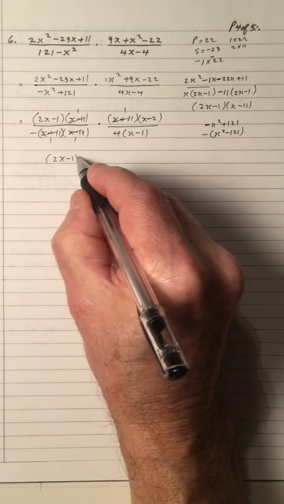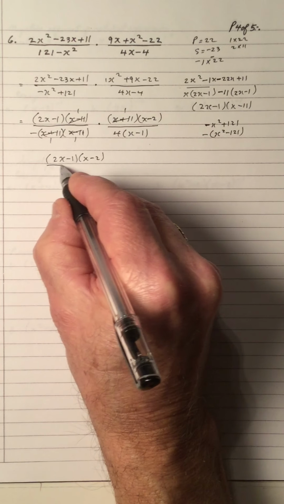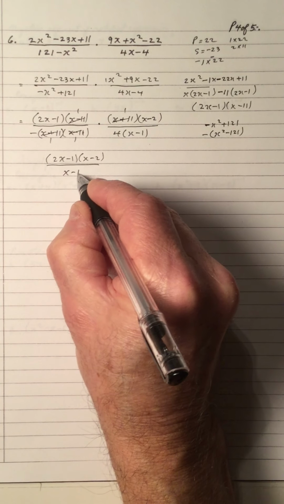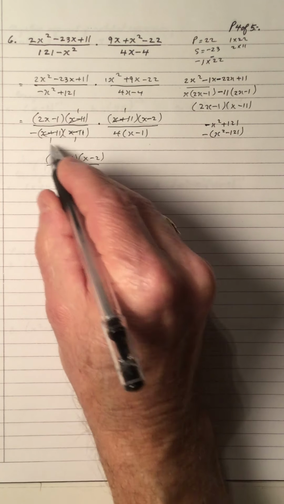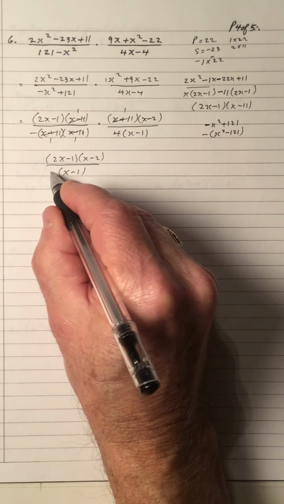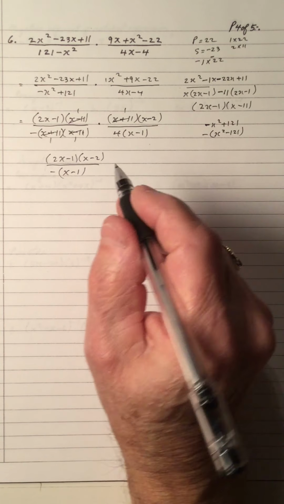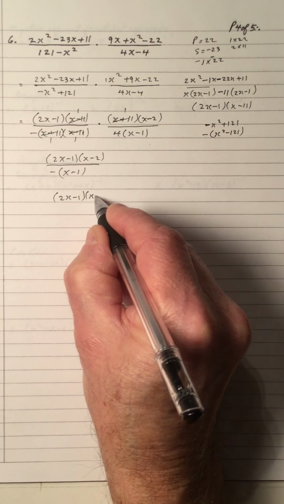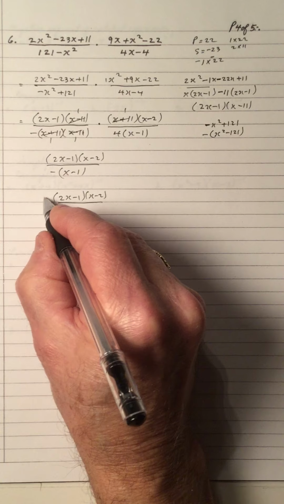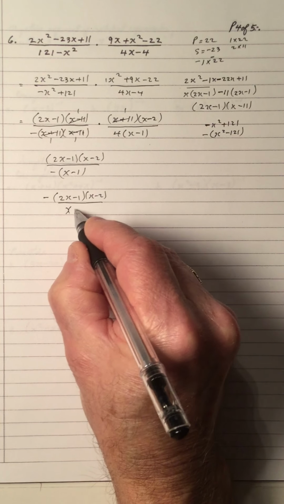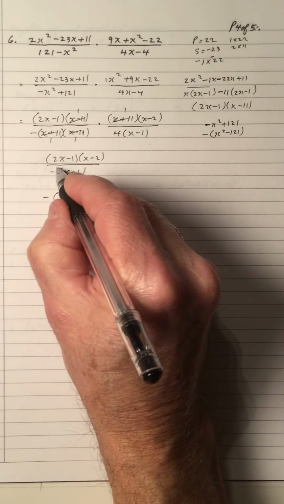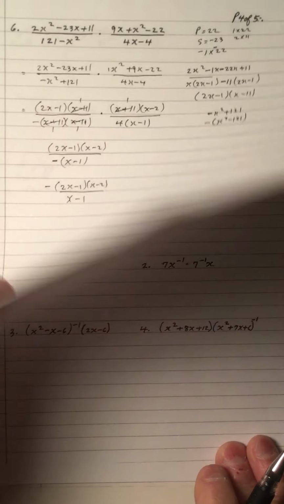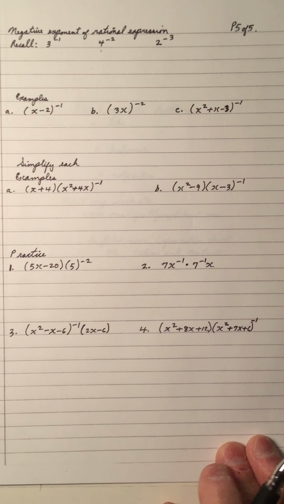2x minus 1, x minus 2, and we have x minus 1. Now I could put the negative right here, negative times that, like that, but we don't leave a negative on the bottom. So 2x minus 1, x minus 2, and the negative moves to the top. Because you never leave a negative in your denominator. Never. In math. I don't, anyway. Okay, let's continue.